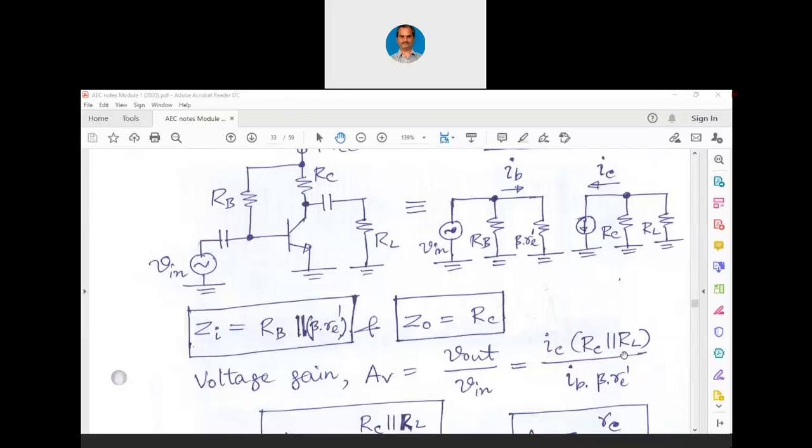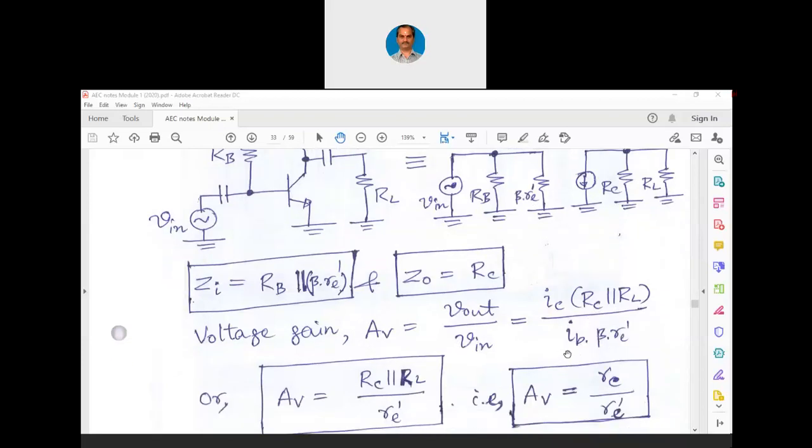Here we know that IC is nothing but beta into IB. When IC is beta into IB, beta gets cancelled, and IB gets cancelled, and we get AV equals RC parallel with RL divided by RE dash. Or in short, AV equals small rc divided by small re dash. That is, capital RC is the resistor across the collector, and we have a load resistance. So just look at this formula. Zi is RB parallel with beta into RE dash, and Z0 is RC. AV is RC parallel with RL divided by RE dash.